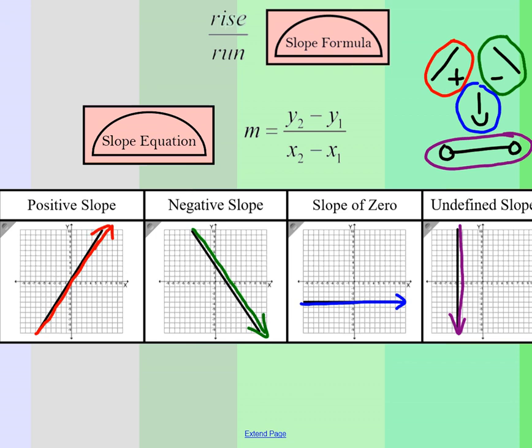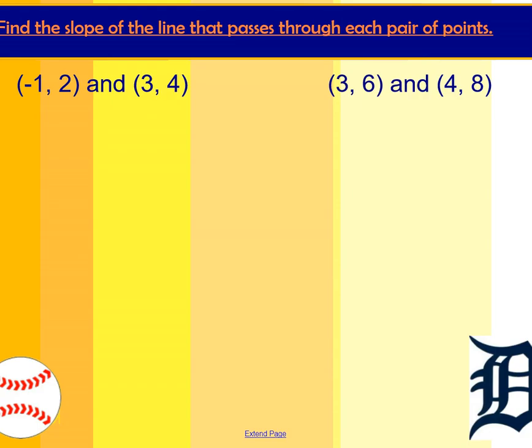Let's go ahead and look at a few examples. So find the slope of the line that passes through each pair of points. So how I do this, there are two different methods you can use. I will show you both methods on this first page, and you can choose the method that you like. I will tell you the method that I find to be most successful for most students is called the stack and slide method. And here's how that works.